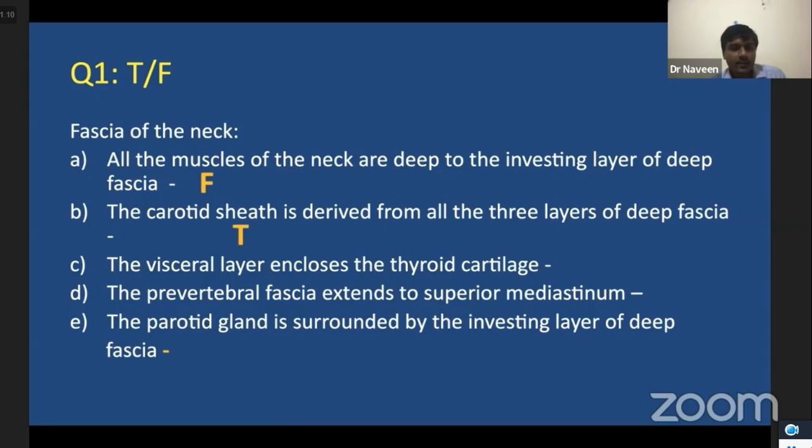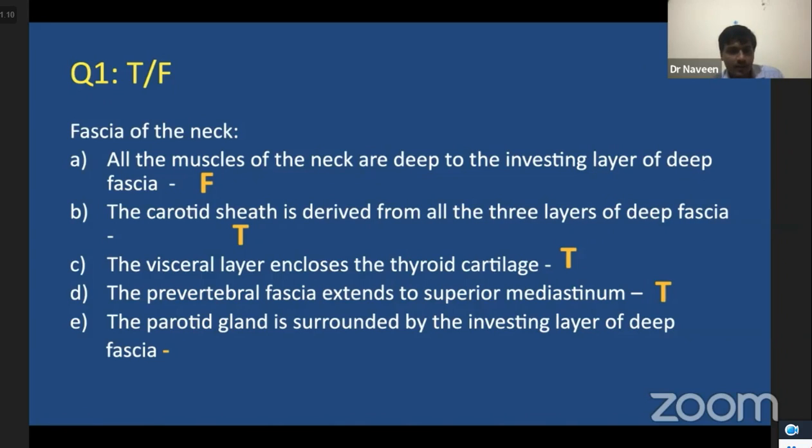Yes, the carotid sheath is derived from all the 3 layers of the deep fascia. That is the investing layer, middle layer, as well as the prevertebral fascia. Yes, the visceral layer encloses the thyroid cartilage. The prevertebral fascia extends into the superior mediastinum, but it still extends up to the coccyx. So it's false.